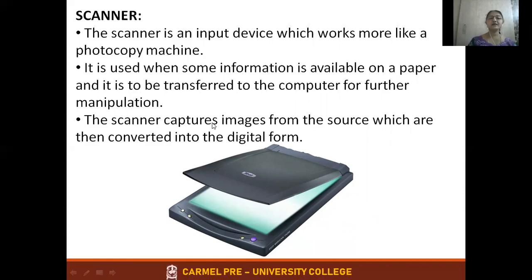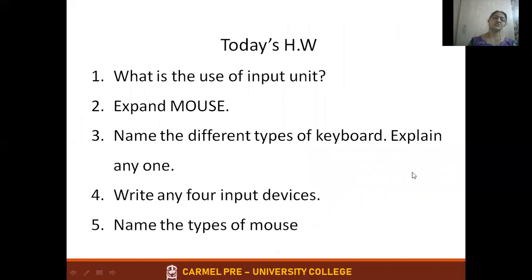Okay. The scanner captures the images from the source, which are then converted into digital form. Either you can save it as a PDF. Later, you have a PDF converter, or certain scanners give the option of saving it as a Word document, depending on the type of the scanner. Fine. So these are a few input devices we learned. There are a few more left, OCR, OMR, MICR, and all. I will teach you in the next session.